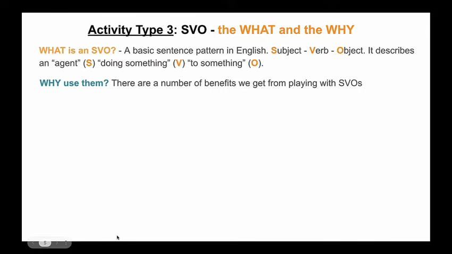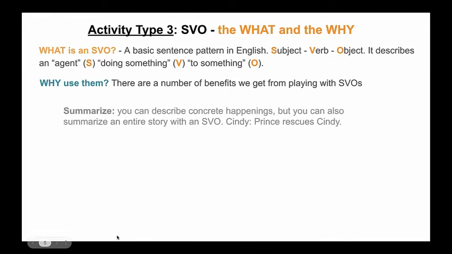Well, there are a number of benefits we get from playing with SVOs. First, we can learn to summarize better. We can improve our summarizing skills. You can describe concrete happenings with an SVO, but you can also summarize an entire story with an SVO. For example, if you look at the story of Cinderella, you could describe the whole story in 3 words. Prince rescues Cinderella.